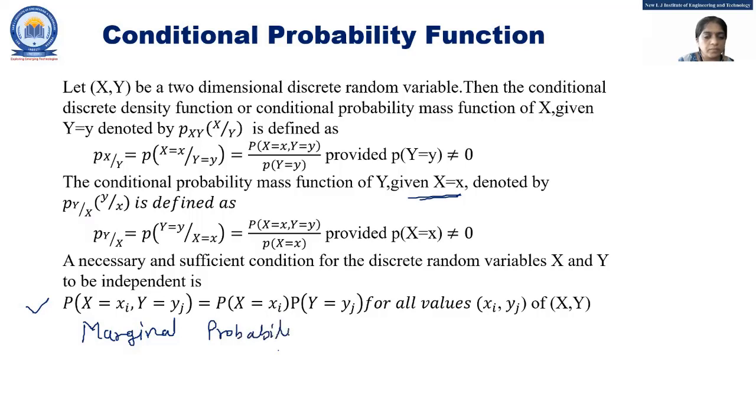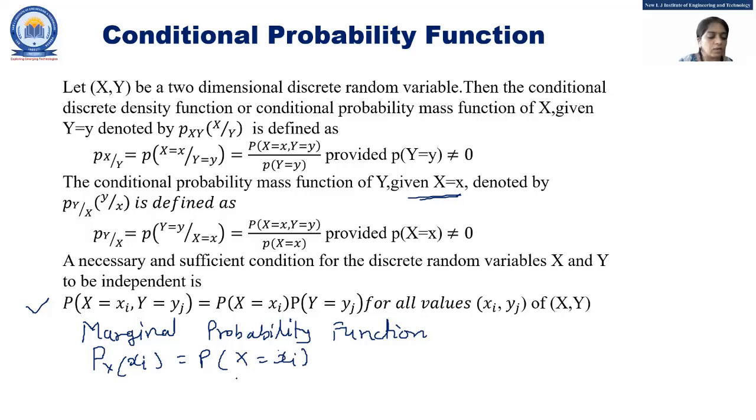Let X and Y be a two-dimensional discrete random variable which takes up a countable number of values xi and yj. Then the probability distribution of X is given by p_X(xi) equal to P(X = xi), right? What does it mean?